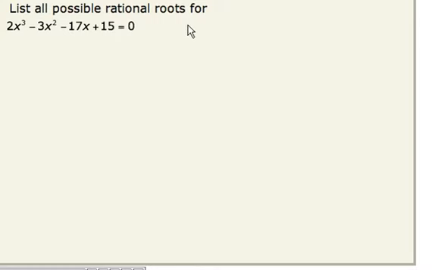The rational root theorem states that if P over Q is the rational root of this polynomial, then P must divide into 15 and Q must divide into 2. So any rational root, fraction, or whole number, the numerator must divide the constant term, the denominator must divide the coefficient of the highest power of x.